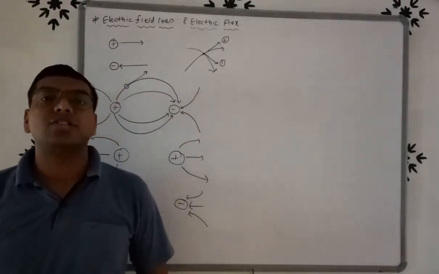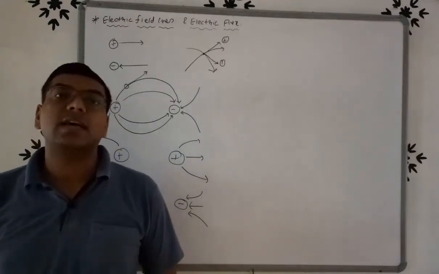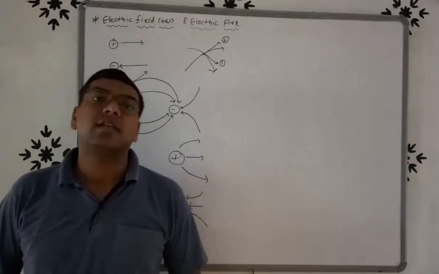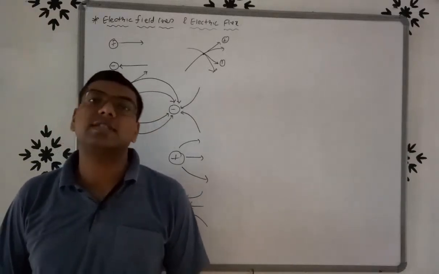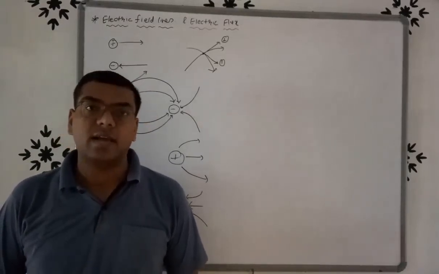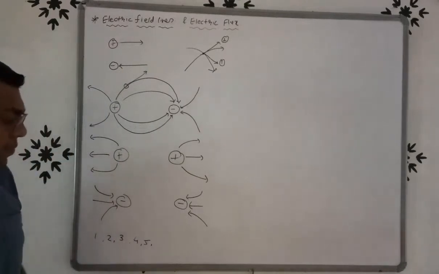Number 4. The distribution of the electric field lines gives the intensity of electric field. Then number 5.